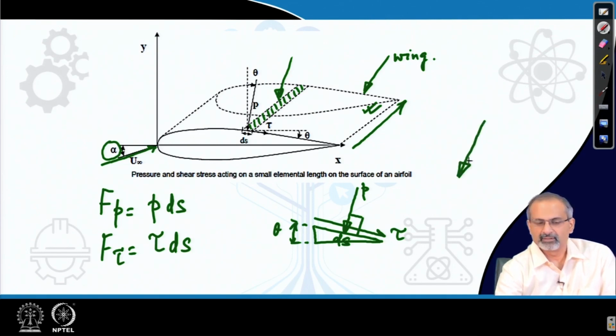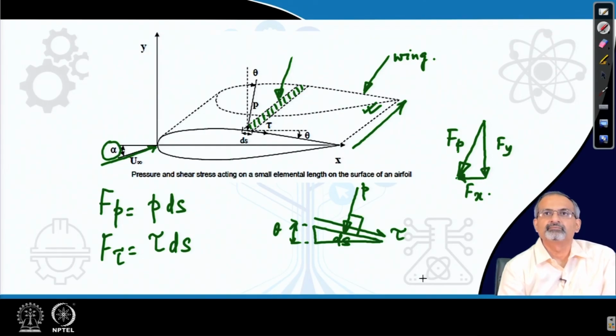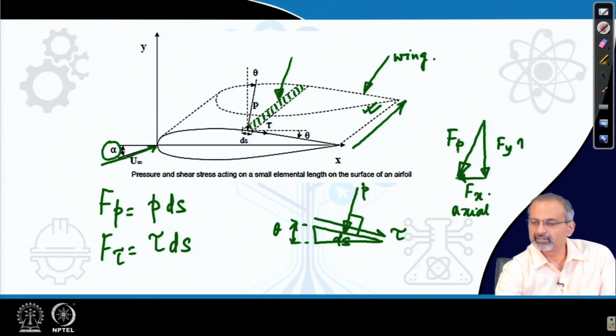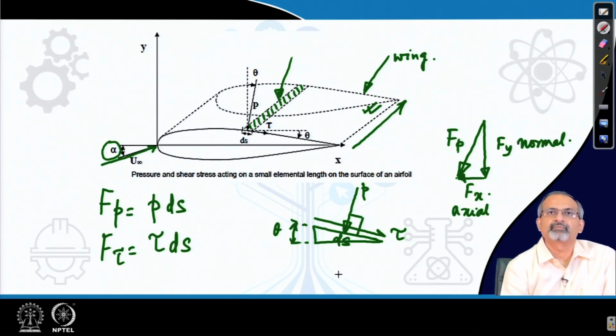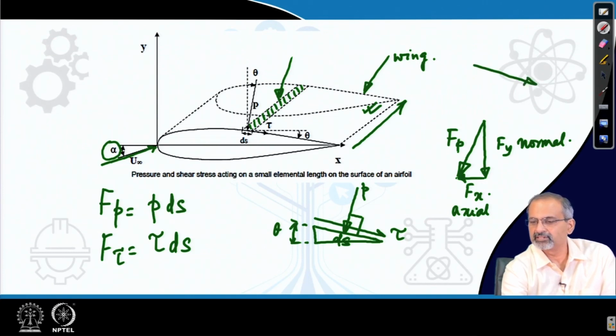So, if you have the Fp expressed like this, then you have a component along y and another component along x. So, this will be an axial component of the pressure force, this will be a normal component of the pressure force. Similarly, the shear stress can also be explained like that. The effect of the shear stress is through the shear force, which can similarly be resolved into two orthogonal components. So, this could be F p x, F p y, similarly F tau x, F tau y.